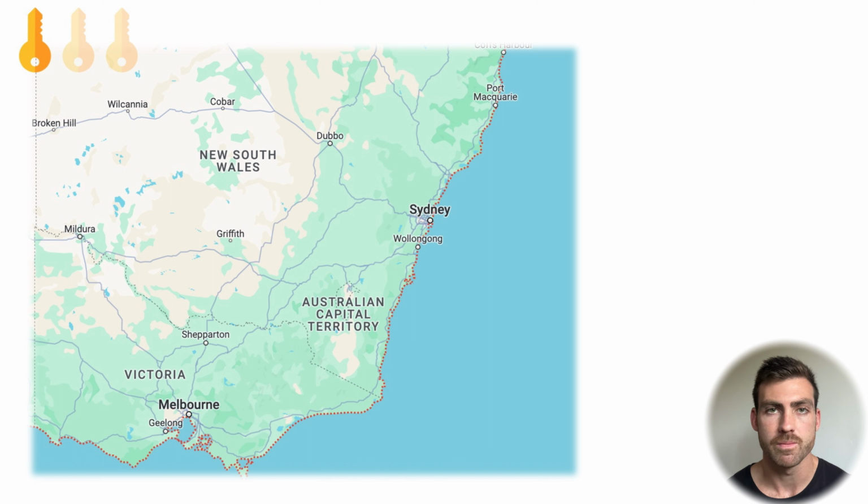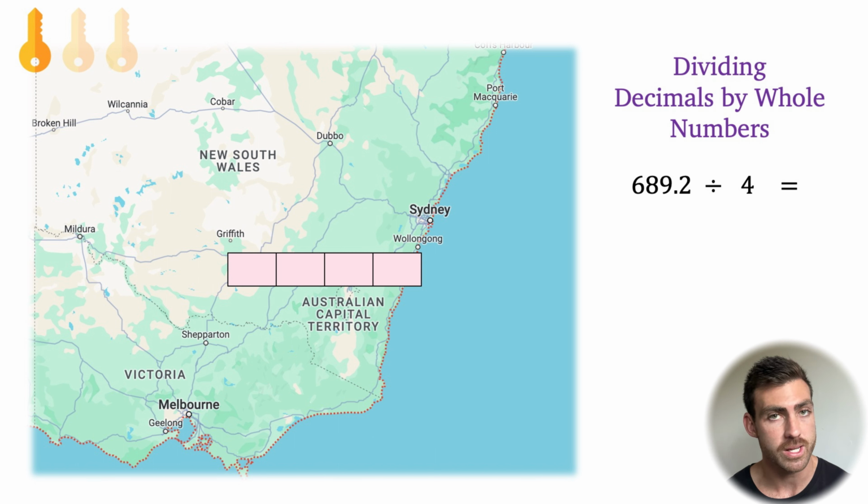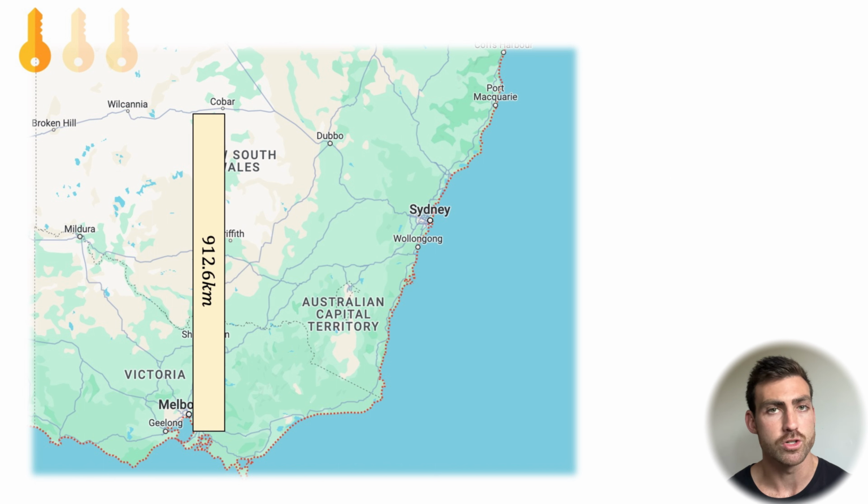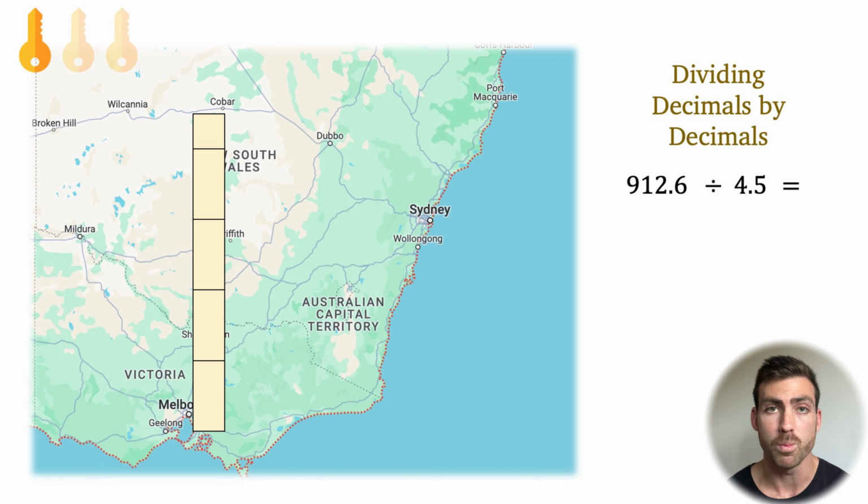The next scenario. If you were traveling 689.2 kilometers and you need to break up the trip into 4 equal segments, this is dividing decimals by whole numbers, and this video's skill is needed. The final scenario. If you were traveling 912.6 kilometers and it is recommended to break the trip into 4.5 equal segments to ensure you're traveling safely, this is dividing decimals by decimals. Again, the new skill is needed.